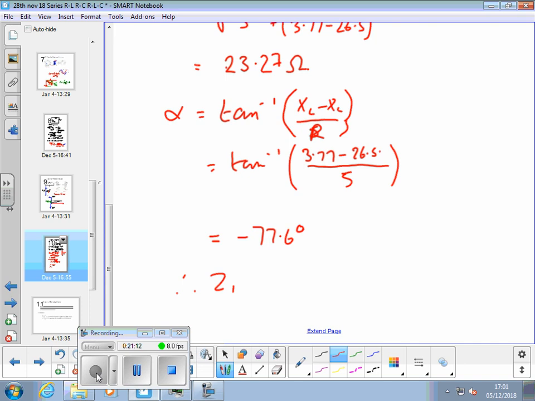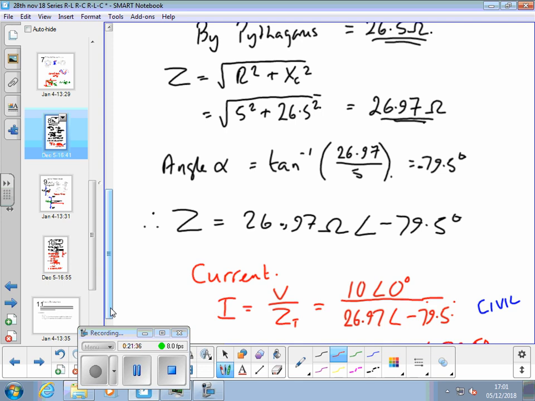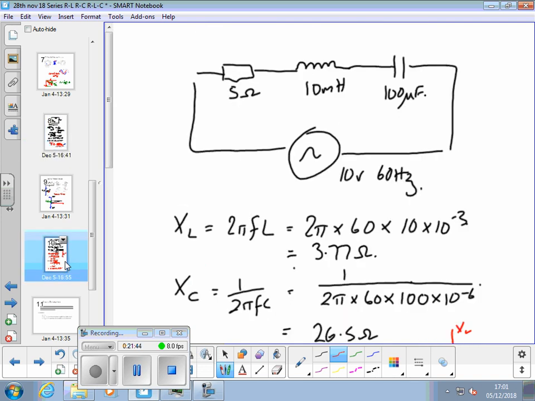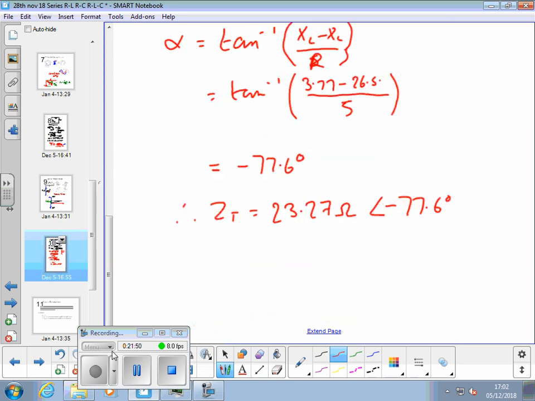Therefore, ZT is 23.27 ohms, angle -77.6 degrees. Okay, if we look back at the previous problem, our total impedance was 26 magnitude 79. So you can see here, reduce the angle and reduce the overall impedance of the circuit. So what should it do to the current?